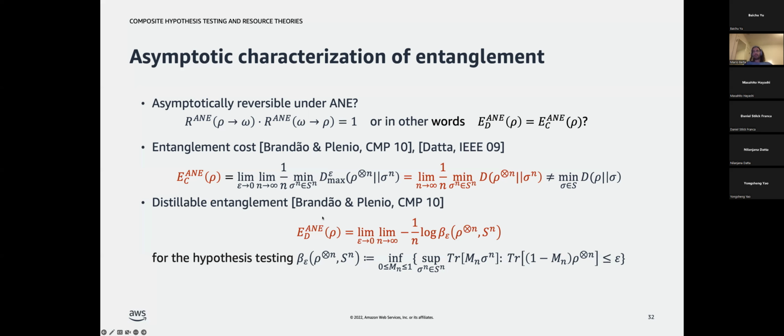For the distillable entanglement, we have a formula which connects resource theories to quantum hypothesis testing. We can write the asymptotic distillable entanglement as a hypothesis testing problem, and a composite hypothesis testing problem at that. We look at this asymmetric error exponent. In the first argument we have rho tensor n, the fixed state rho whose distillable entanglement we are interested in. In the second argument we have the set S n, again the separable states. So we need to find a hypothesis test that distinguishes rho tensor n from all separable states on n copies.